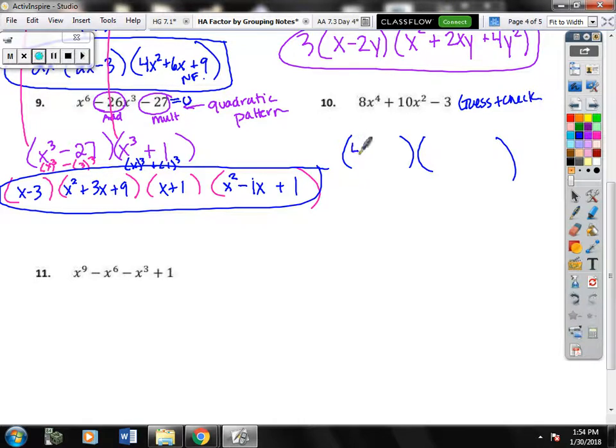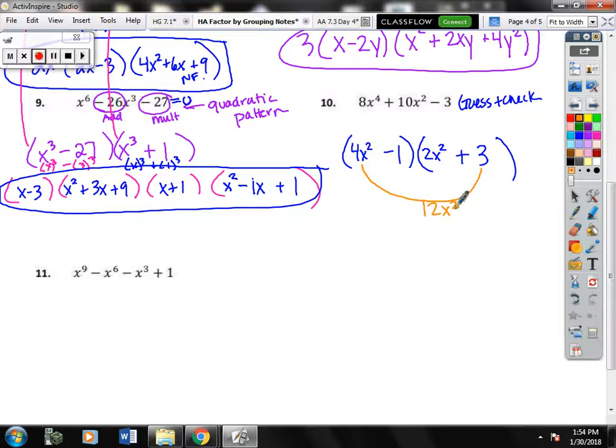So, you know, we could have 4x squared and 2x squared. We also could have 8x squared and 1x squared. Who knows? Who's to say? But we'll just pick that and start. I'm thinking that's what it is. Now, lucky for us, we only have a couple factors that can go in here, 3 and 1 or 1 and 3. So let's just stick one here, stick one there, and let's check.